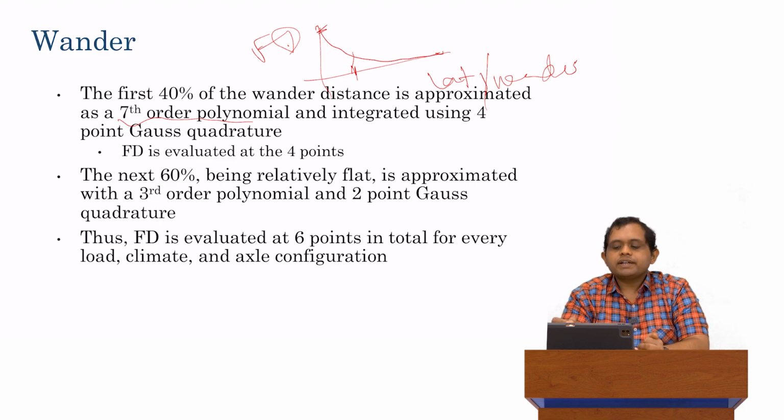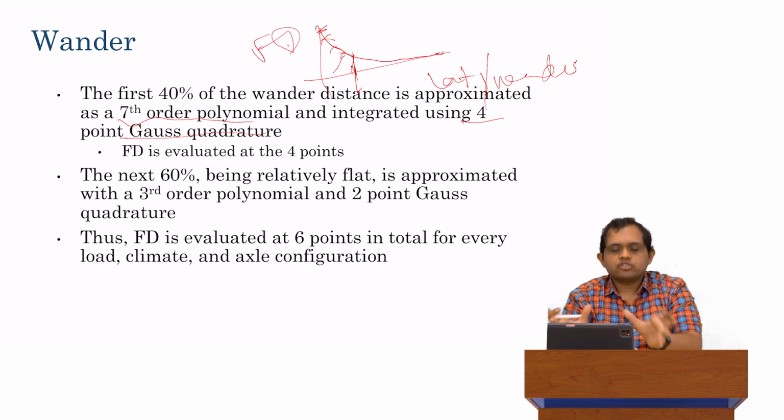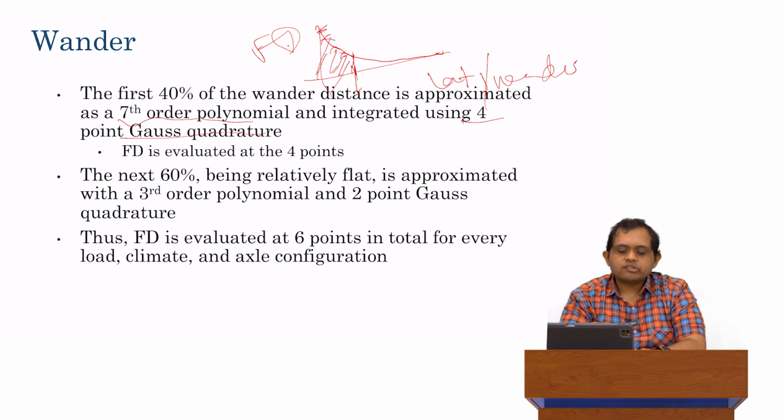I'm not going to go into details, but basically you can exactly get the area under a 7th order polynomial using a 4-point Gauss quadrature. So that means for the first 40%, we evaluate the fatigue damage at 4 special points, which are Gauss points, and we will get an extremely accurate estimate of the area using these 4 evaluations.